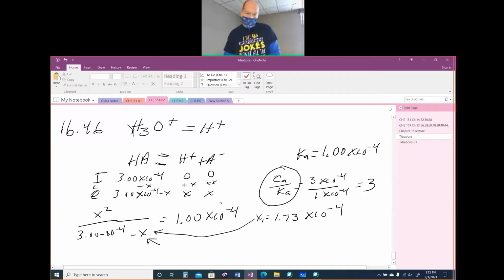All right, so then you plug that in there to get x2. 3 times 10 to the minus 4 minus that answer times 1 times 10 to the negative 4 and the square root of that. And you get 1.13 times 10 to the minus 4. So we're between 73 and 13. Plug that in.